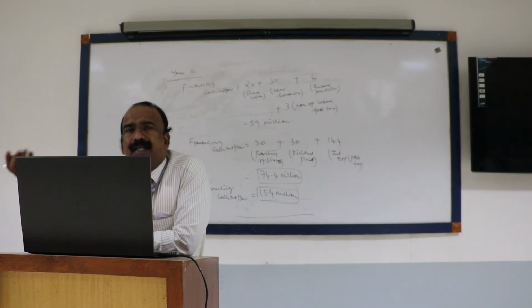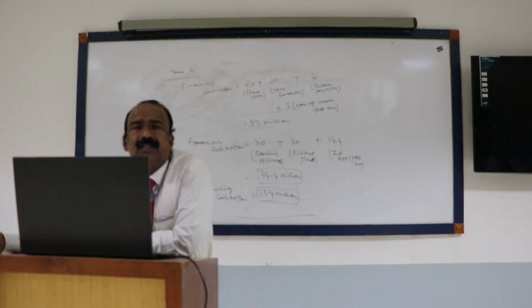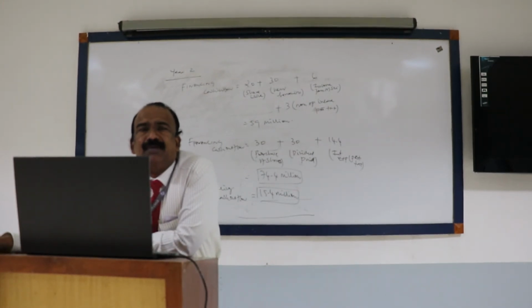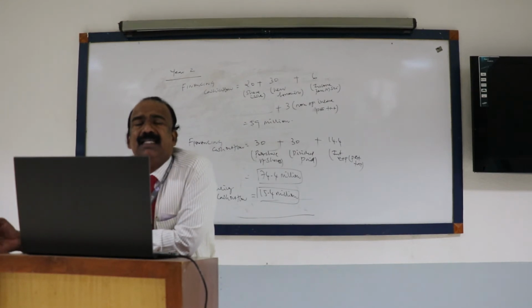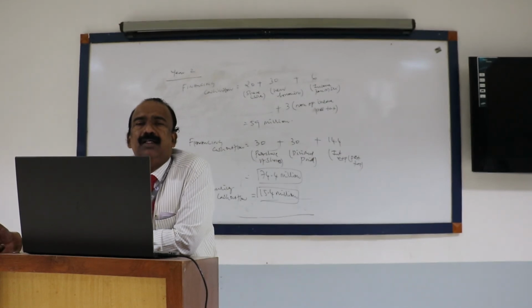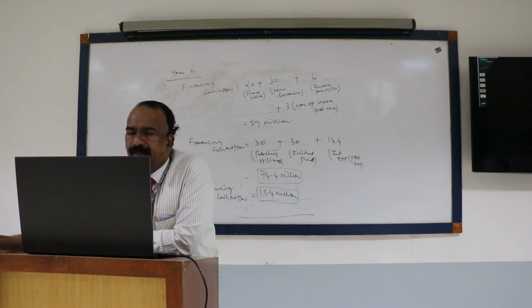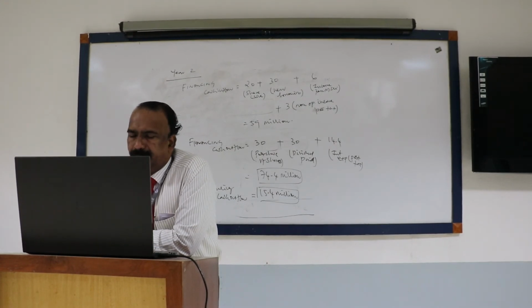And when you buy new investments, it is a cash outflow, because money is going out. When you buy new shares of other companies, money is going out. But you receive income out of it, that is the non-operating income. So that is called financing cash inflow. Any clarification? Is that clear, all of you?